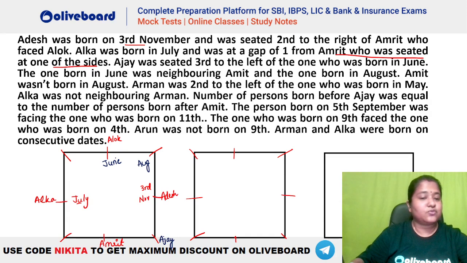And this June has to be a neighbor of Amit as well. So that means Amit has to be here, because it is given Amit is not born in August, right? So Amit cannot be the one born in August here. So Amit has to be here.